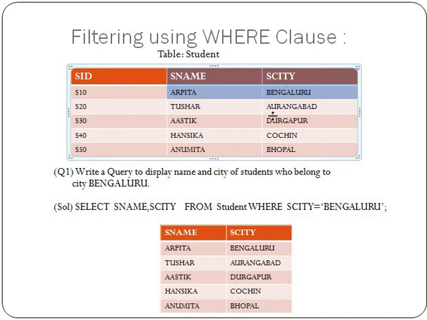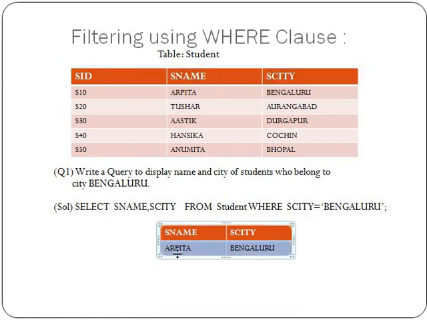The rest of the records have been omitted because they do not satisfy the criteria where S city is supposed to be Bangalore. Since only the first record where the student name is Arpita belongs to the city Bangalore, so it is this particular record that will be selected and will be displayed in this output table.